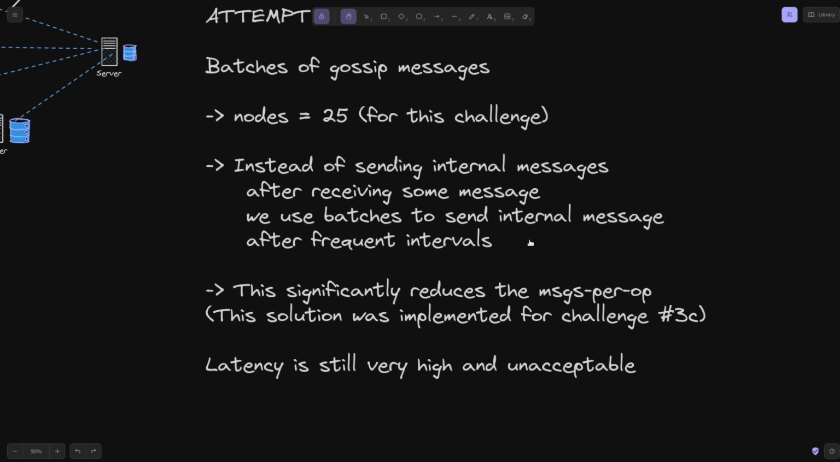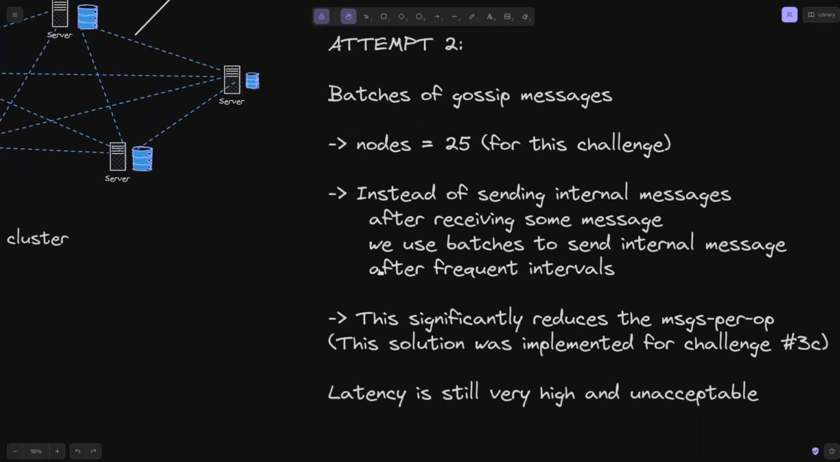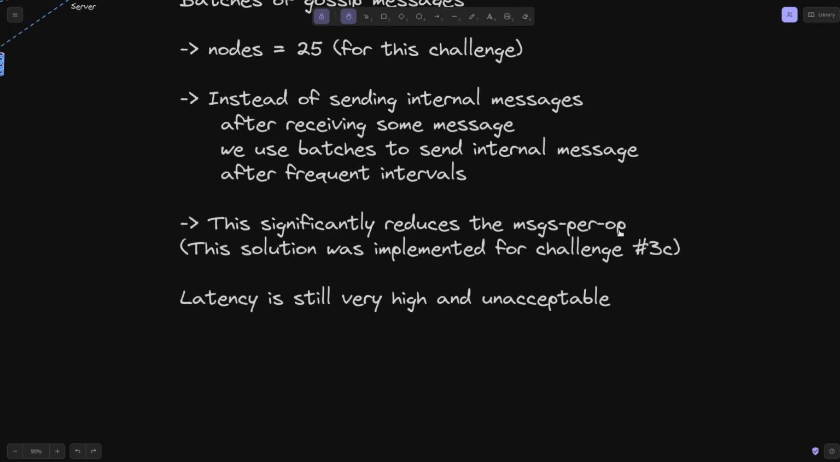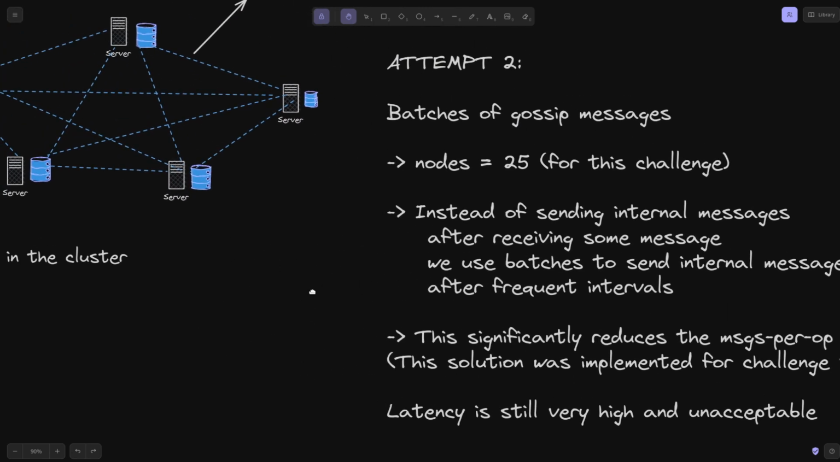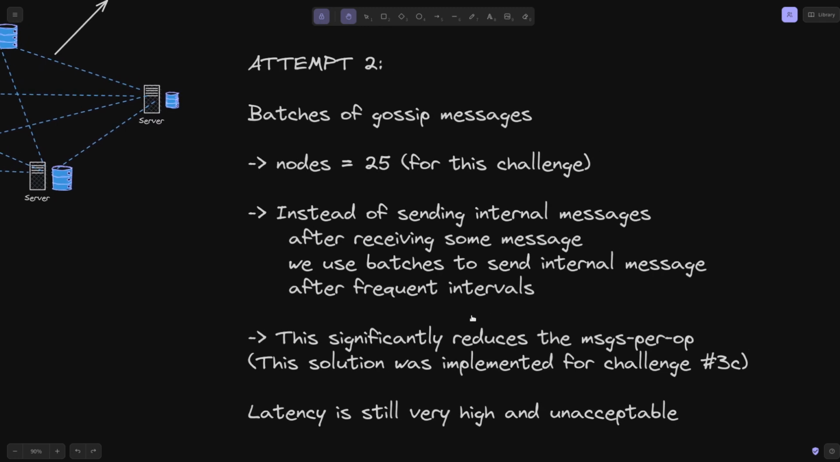So let's say after every 500 milliseconds we are going to send the required message to all the other nodes in the cluster, and this will reduce the number of messages per operation significantly, because let's say our delay is 500 milliseconds. In that 500 milliseconds, hundreds or even thousands of broadcast messages will come to that node. So overall, if we average out the number of internal messages, it will be reduced.